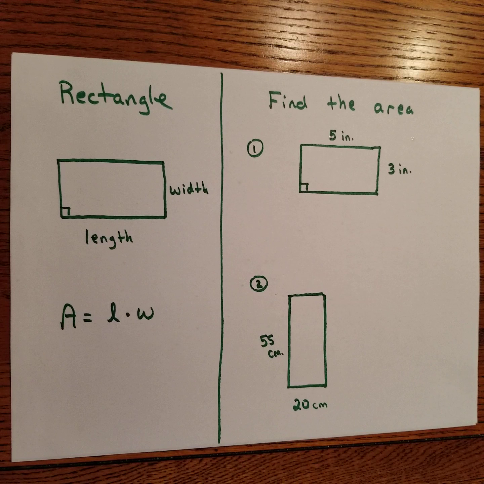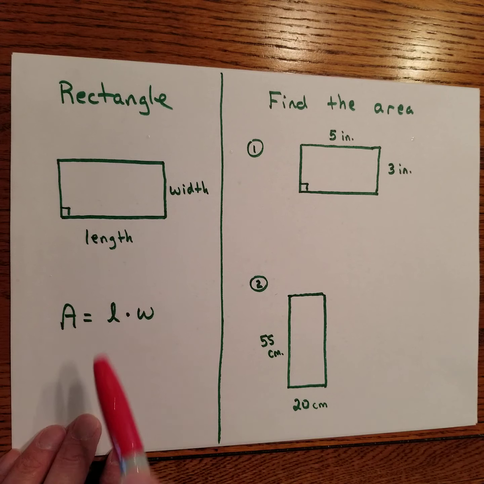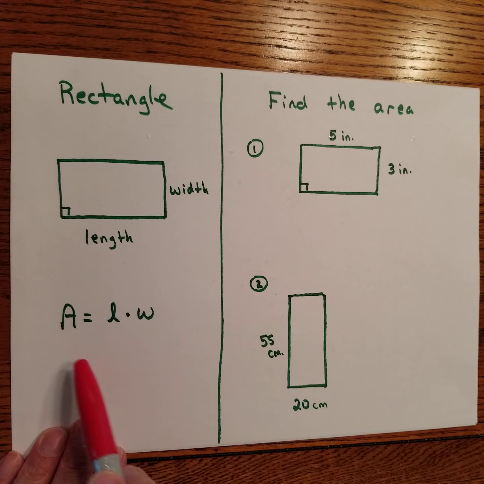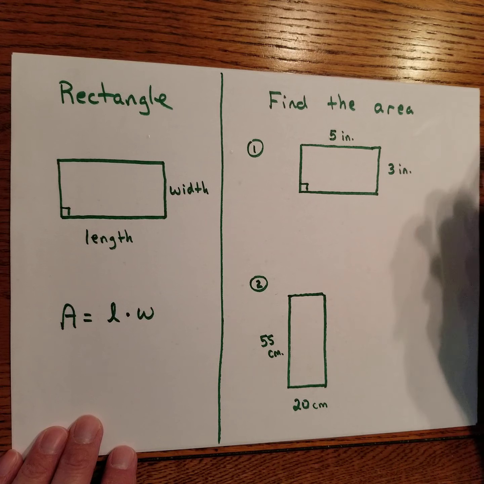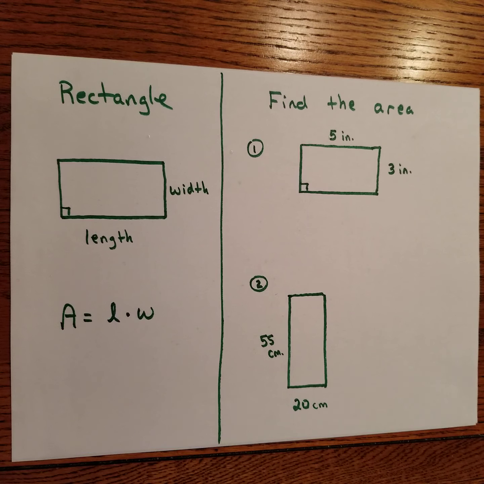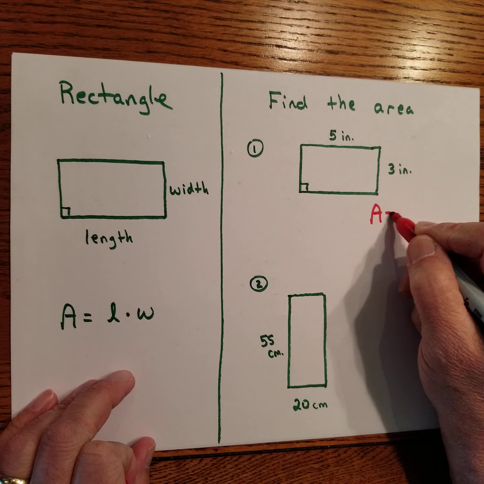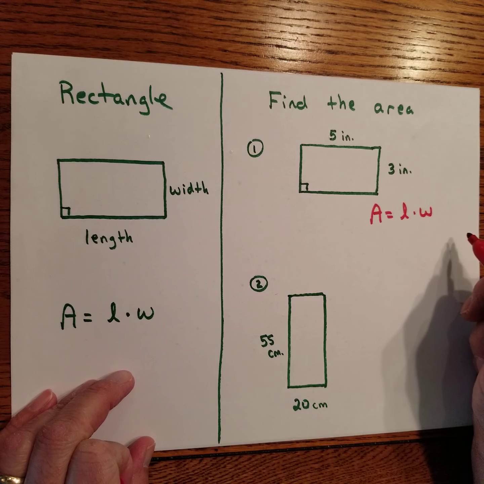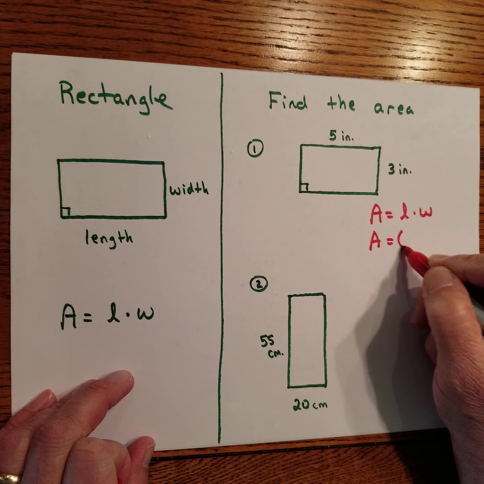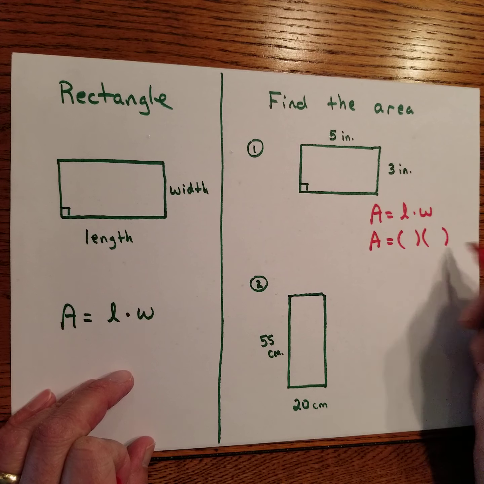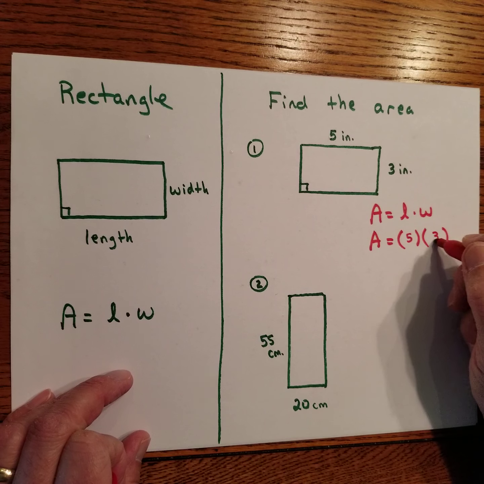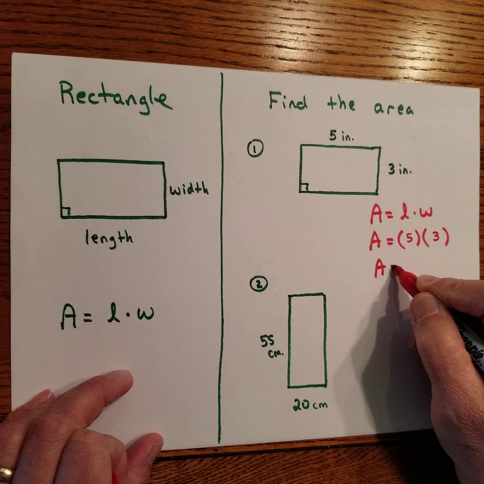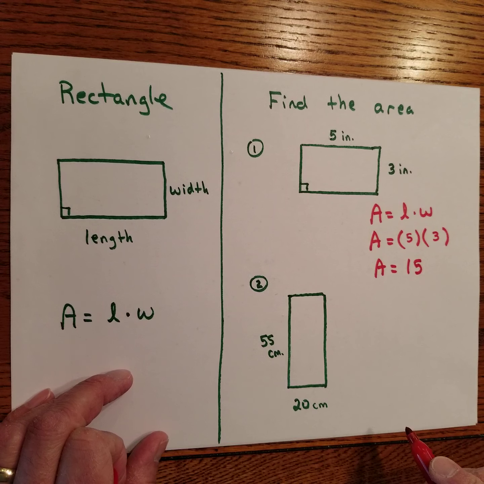Let's try some sample problems. Here's a nice rectangle with length and width, and the formula for how to find the area of a rectangle. So if my rectangle is 5 inches by 3 inches, here's how I would show my work. Area is length times width. Let's give me a place to plug in the length and the width. The length is 5. The width is 3, and when I multiply, that's 15.